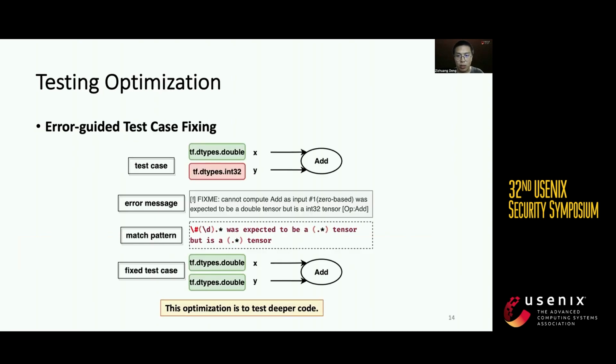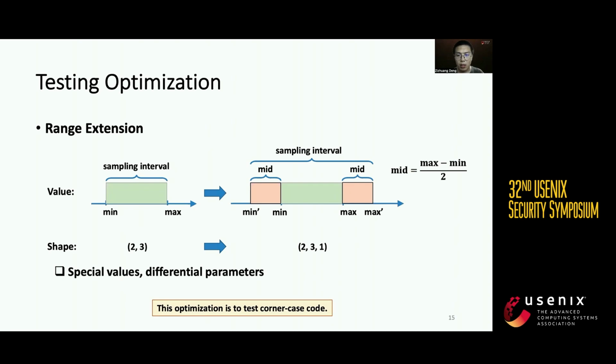Meanwhile, in the runtime testing phase, we recognize and extract the meaningful error messages shown by the framework, which guides us to fix the current raw test cases and improve the testing efficiency. And on the other hand, after T runs, if the code coverage remains unchanged, we will extend the sampling range, including doubling the sampling range for values and adding a new dimension for the tensor. Also, we extend some special values like empty value, zero, negatives, minimum, and maximum for random selection and combination to accelerate bug finding.